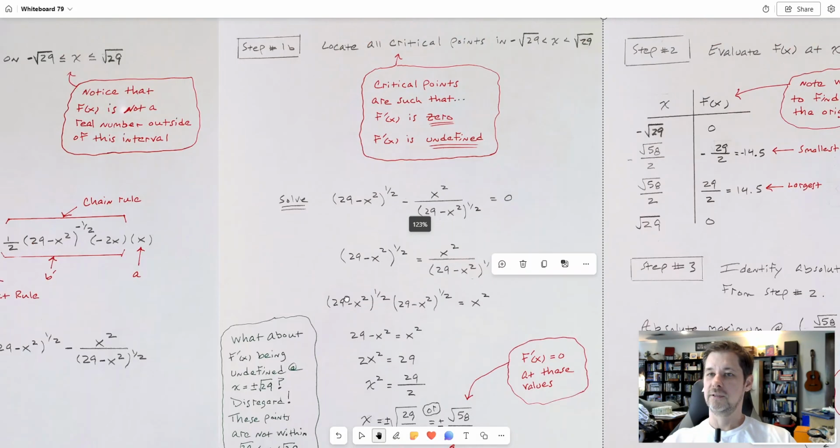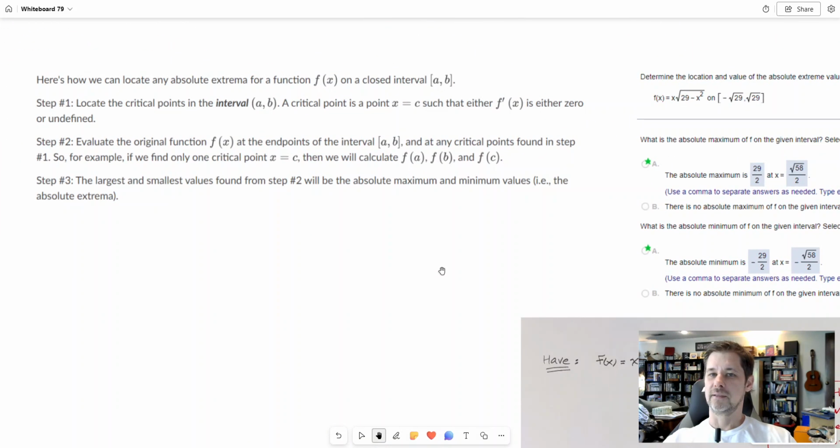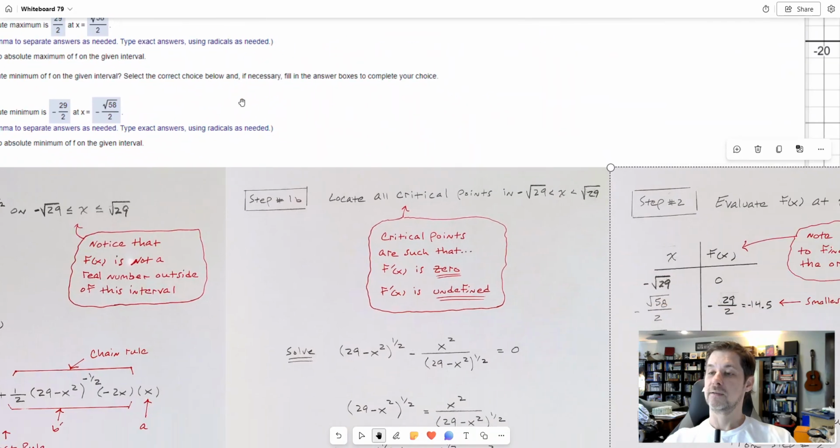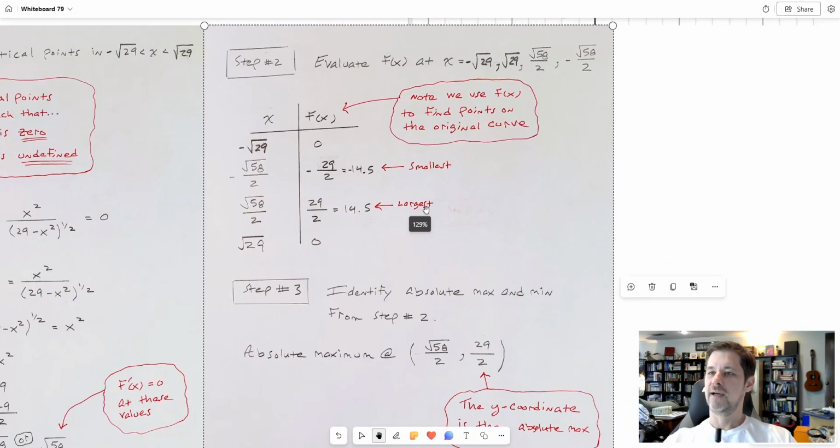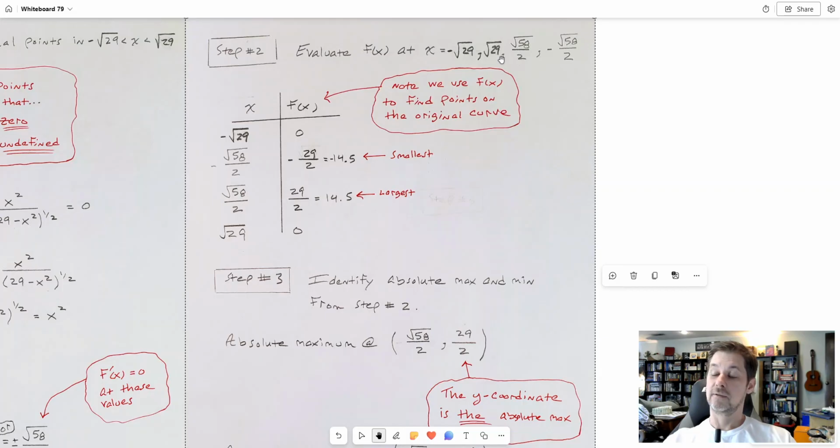So that concludes step 1b. Now, where are we at in this? I did step 1 basically: I find the critical points in the interval from negative root 29 to positive root 29, excluding the endpoints. Step 2 says to evaluate the function at the endpoints of the interval that you started with and at any critical points you found in step 1. So I need to evaluate our original function at the critical points, plus and minus root 58 over 2, and the endpoints of my original interval, plus and minus root 29. I'll just do that on this table.